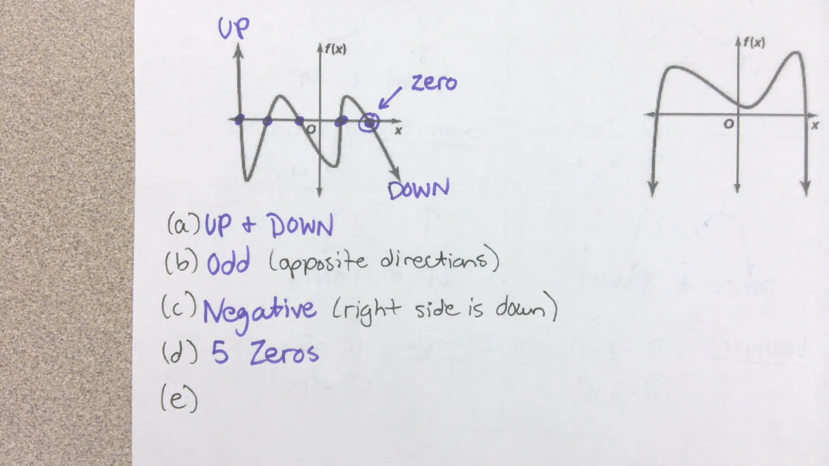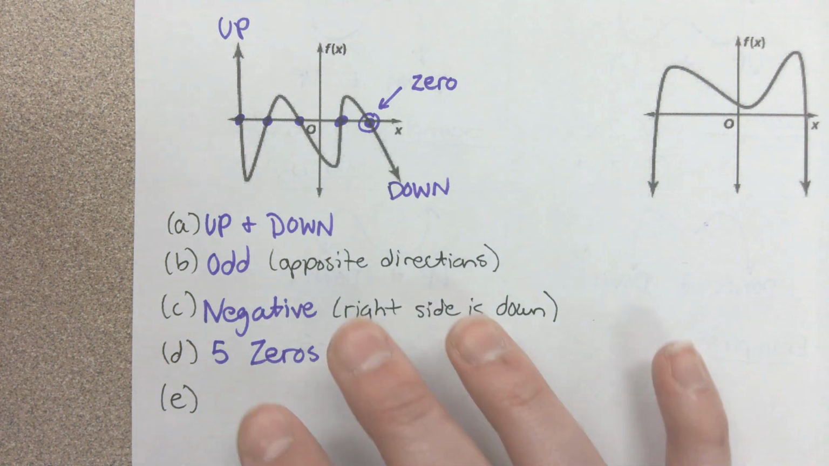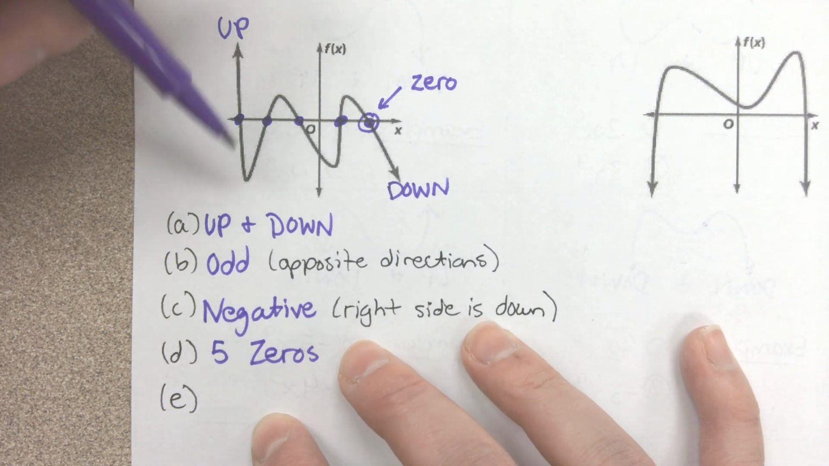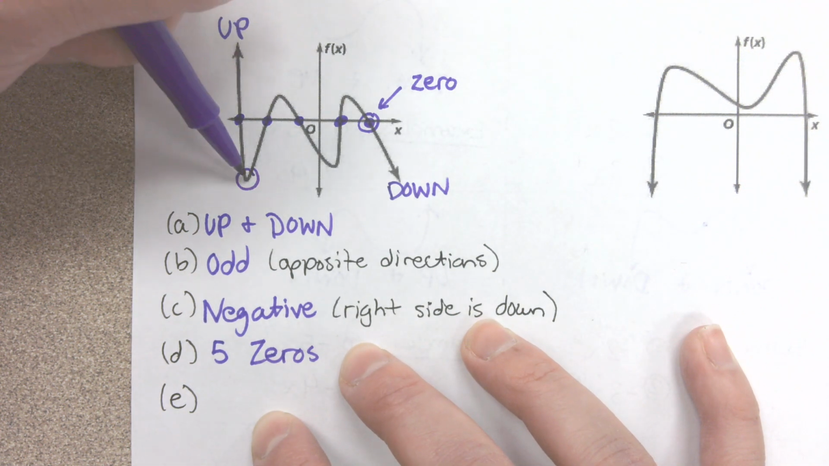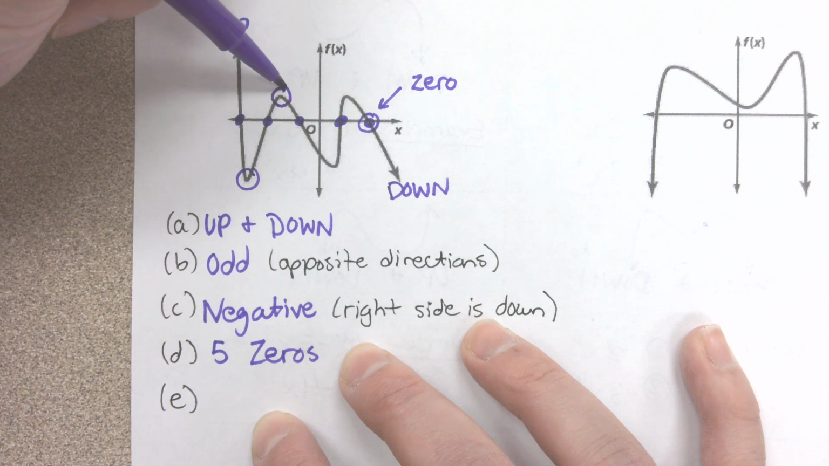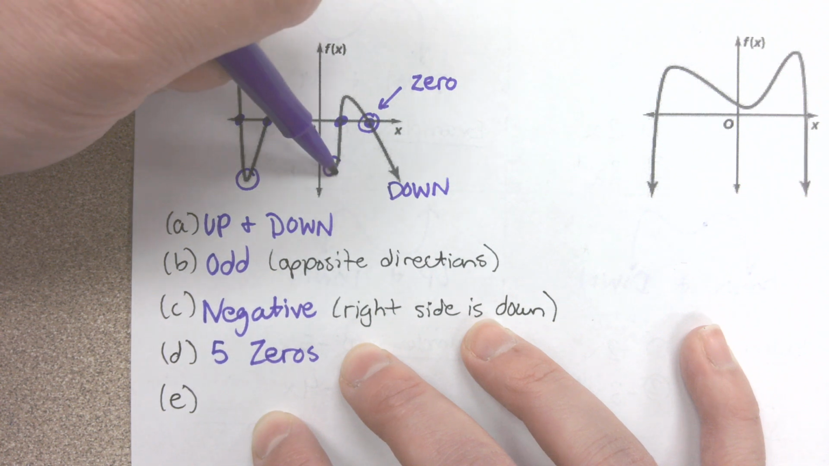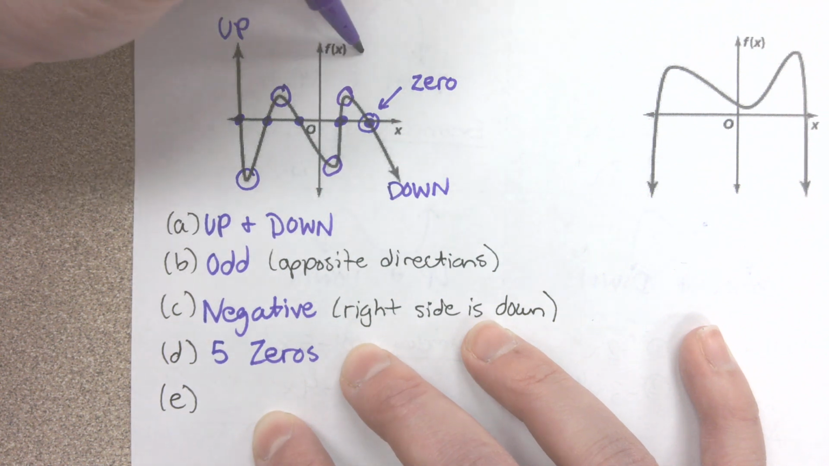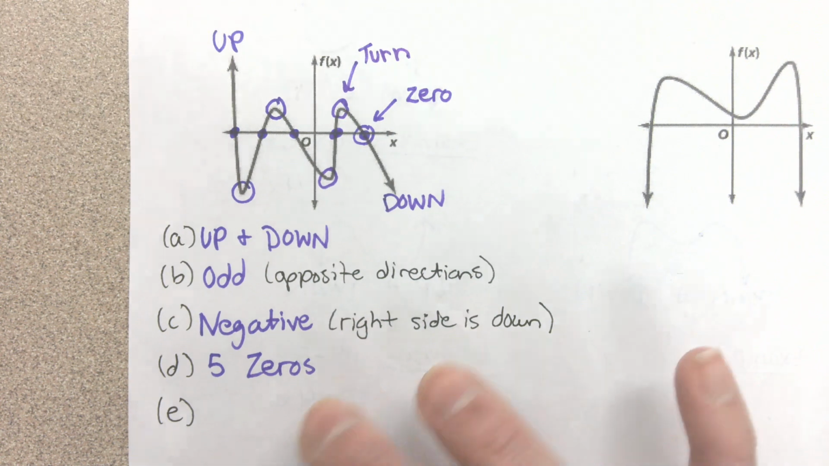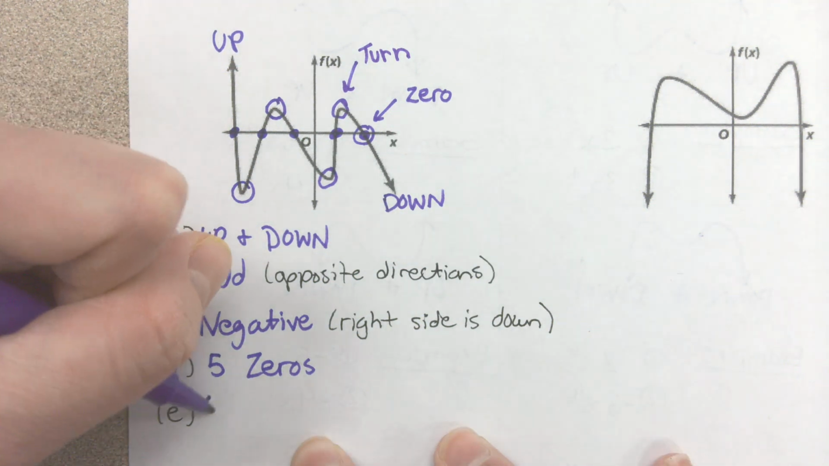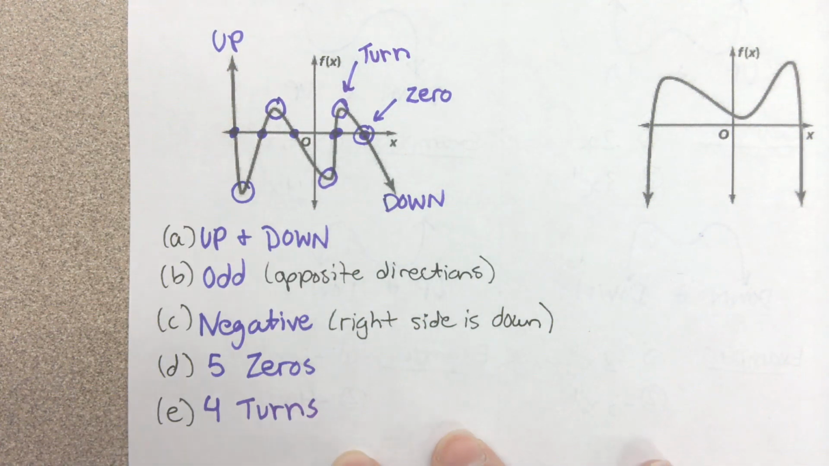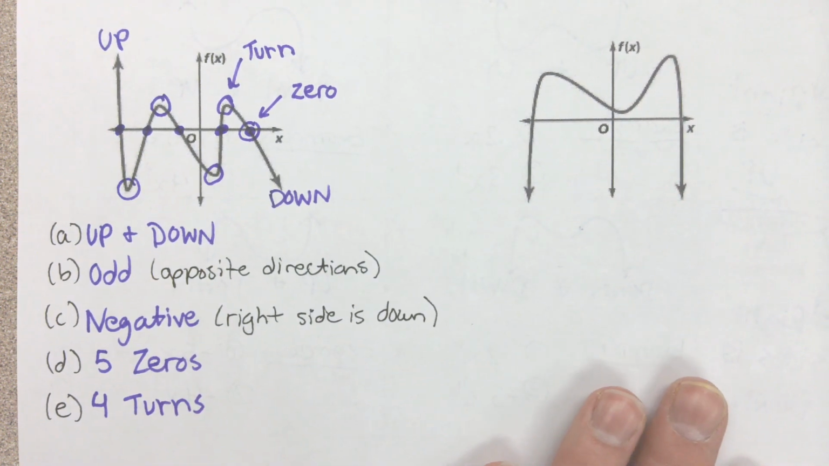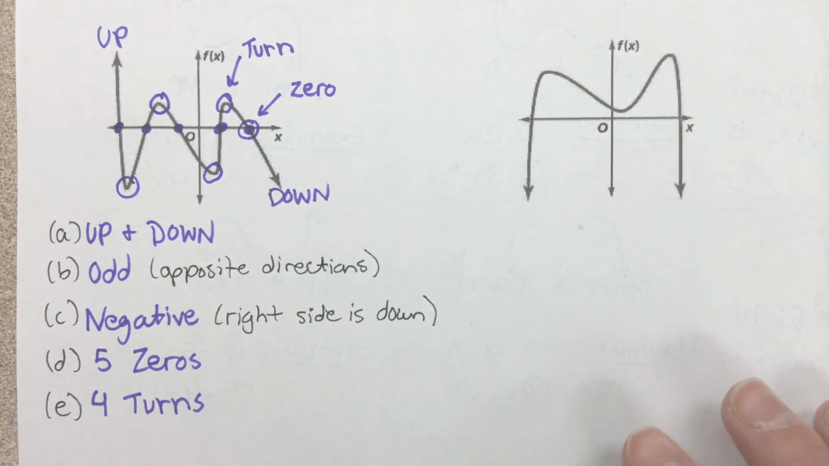And then finally, E, state the number of turns. You just count how many times the graph changes directions. So if we start up and follow the graph, we turn here at the bottom, go up a bit, we make a second turn here, down a bit, third turn here, up a bit, fourth turn here, and that was the last turn. So each one of those circles represents a turn, and there were 4 turns total. We'll quickly do that one more time for our last graph here.